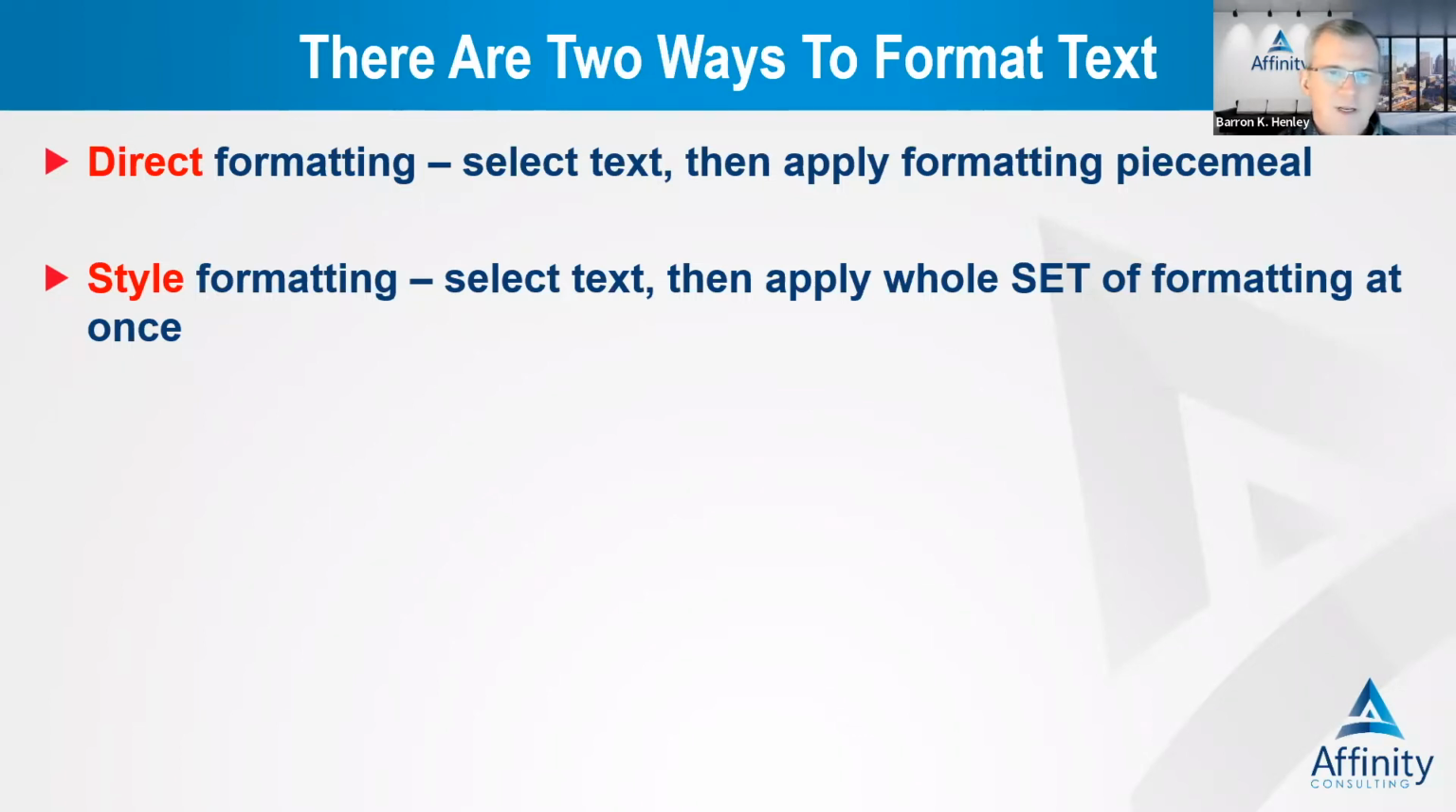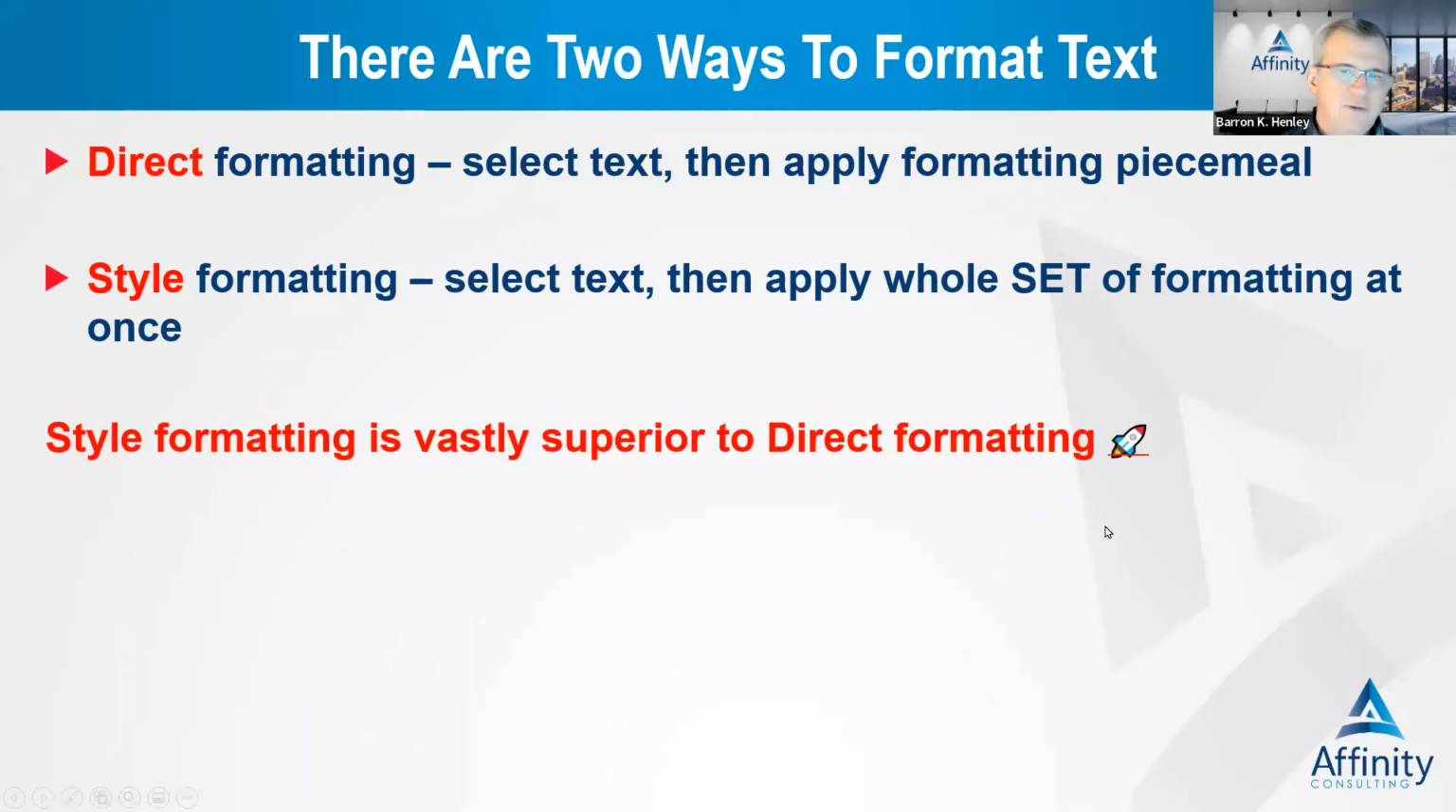So if I wanted a paragraph to be Times New Roman, 12-point, justified paragraph alignment, double space, first line half-inch indent with Arabic paragraph numbering, I would have to apply, using direct formatting, each one of those formatting attributes individually, one at a time in order. With style formatting, I can put all of those things together in one style and apply that to the text with a single click.